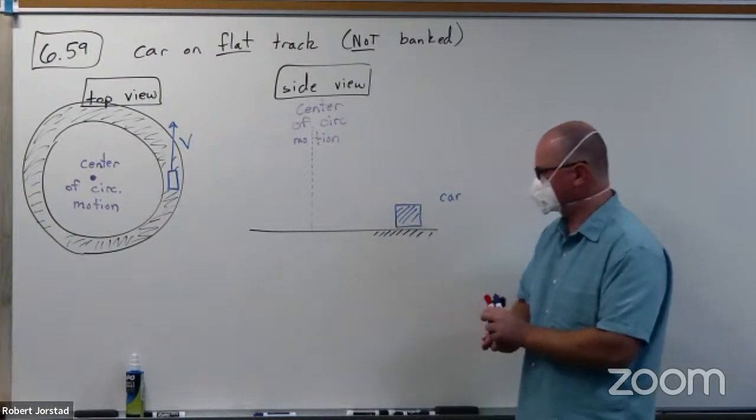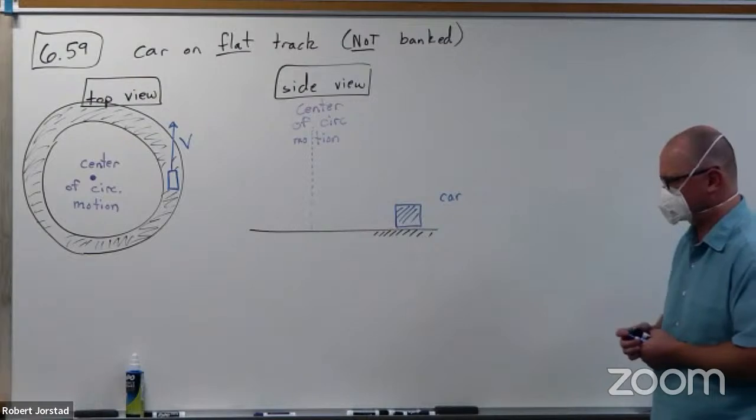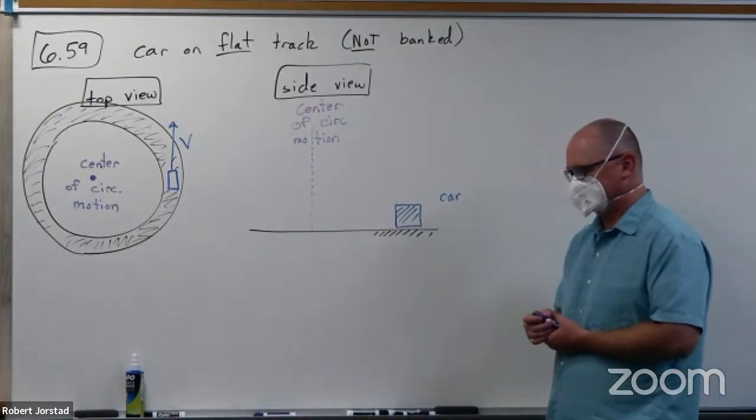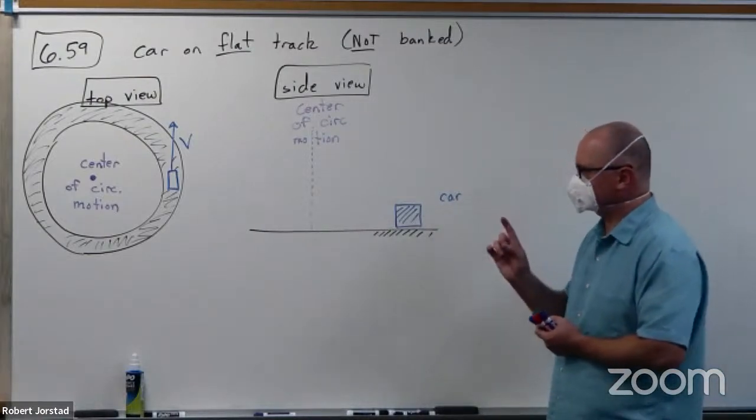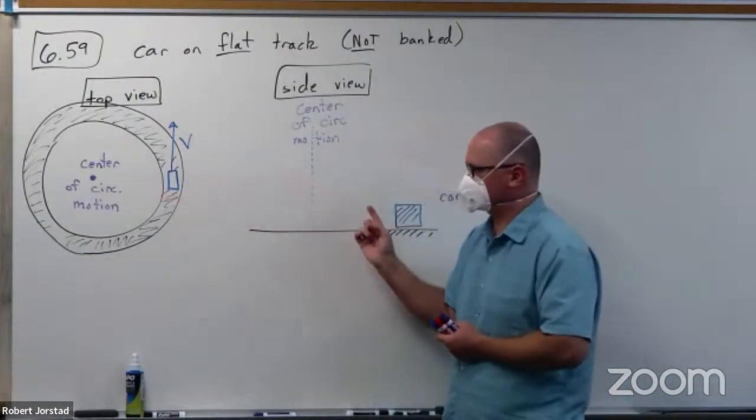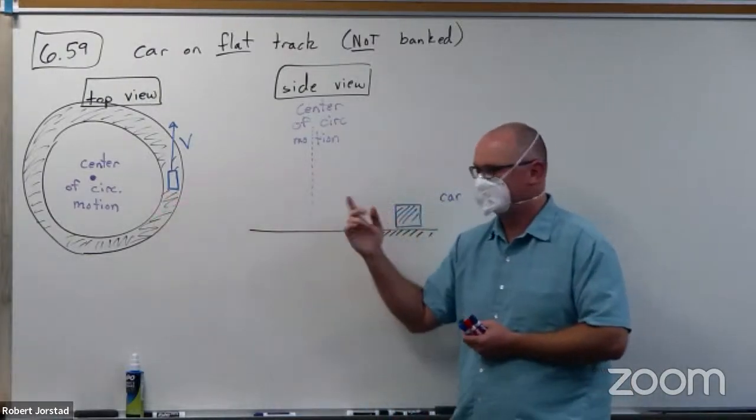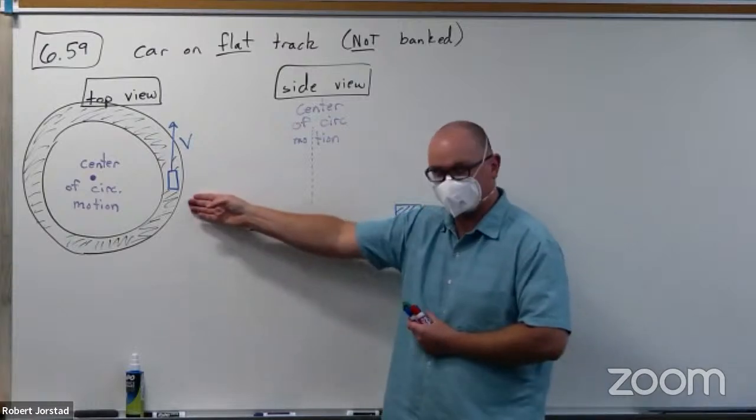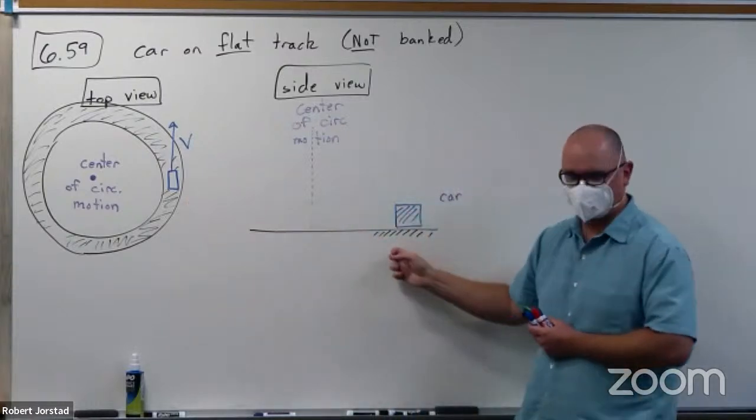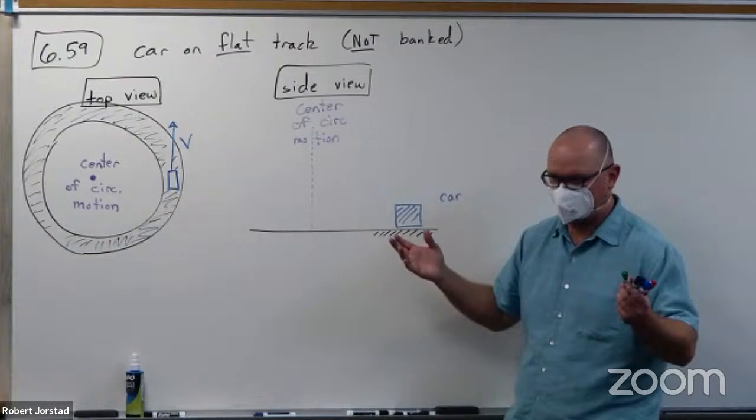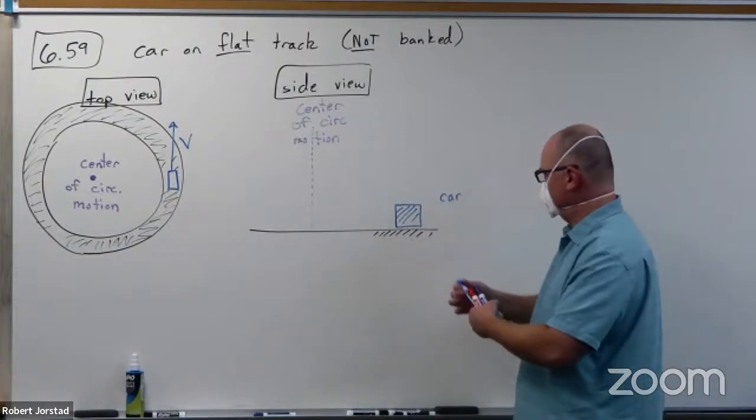FBD. Tell me one force. mg. Look at these two pictures. Which one is easier for drawing mg? Side. Yeah, so this is easy for seeing the circle. This is easier for drawing the FBD. That's why I like both. Everybody cool with that? Okay, so we got mg.